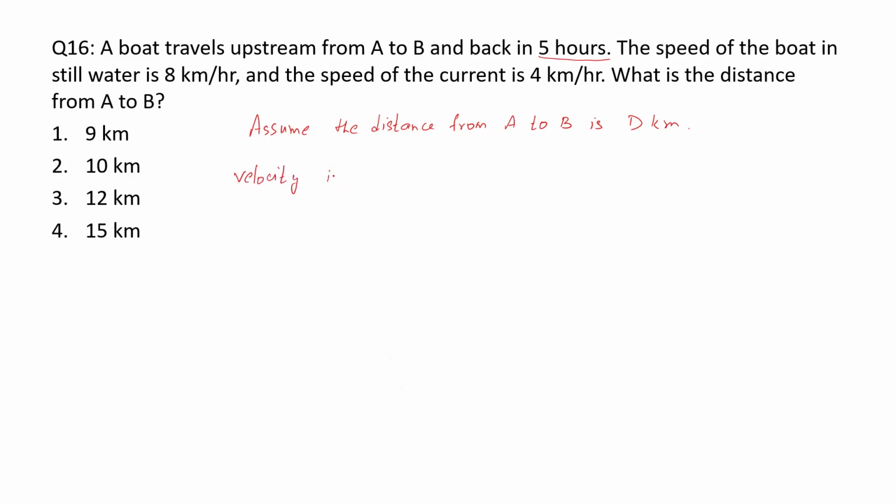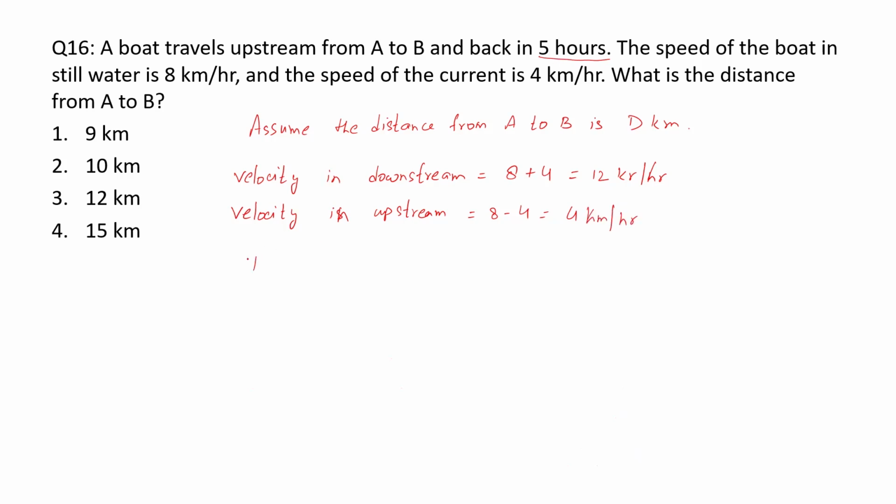Velocity downstream is equal to 8, the velocity of the boat, plus 4 kilometers per hour, the velocity of the current. So total 12 kilometers per hour. What about upstream? Velocity upstream, when you are going in the opposite direction of the current, you have to subtract the velocity of the current. It is just 4 kilometers per hour.